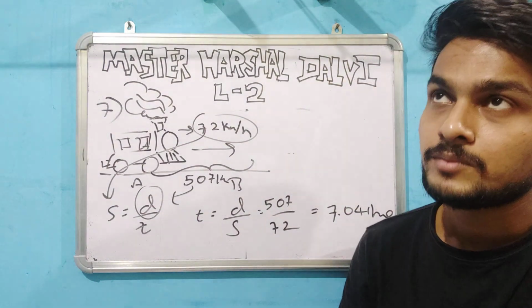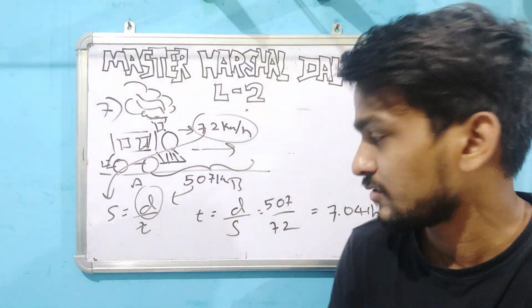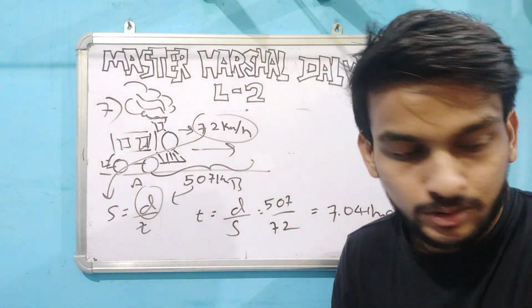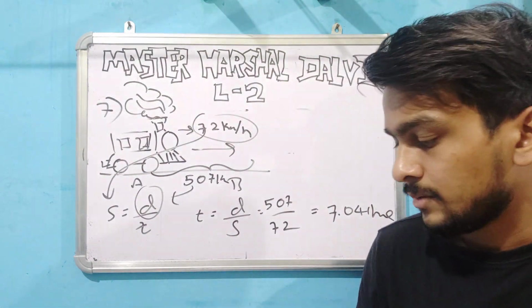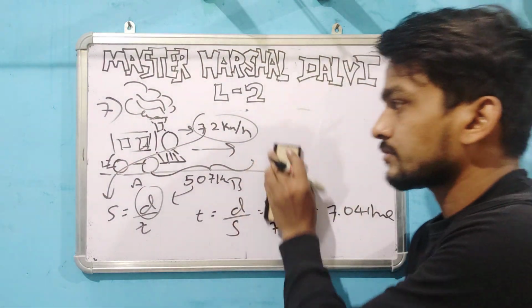So this was also easy. I think in all the others they are asking to find out speed or distance, but this first time they had asked about your time. So that's all for the 7th and the last one. Let us see the last one.